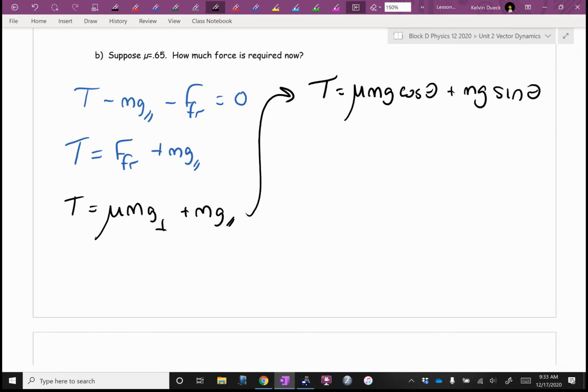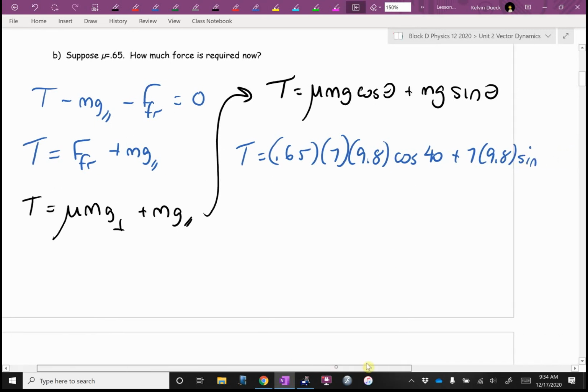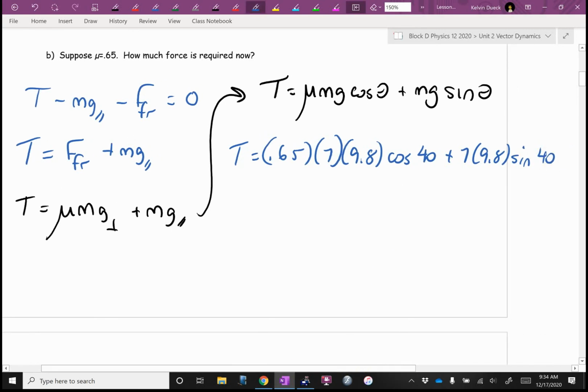All right, now it's plug and chug. T is going to be 0.65 times 7 times 9.8. Was theta 40? Plus 7 times 9.8 sine 40. Okay.